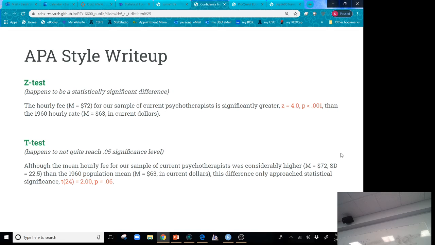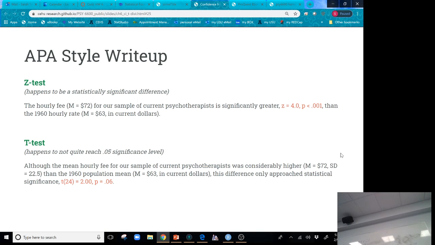Z always would come before P. Z and P are never in parentheses. Z and T just fall in the sentence, and it's so awkward, but it's the way we do it. So it says the hourly fee for our sample of current psychotherapists is significantly greater than the 1960 hourly rate. Write the sentence as if you were having no numbers in it, and then you just jam the numbers in when you talk about them. So as soon as you say significantly greater, that's where you've got to prove that it's greater, and you prove it with a Z and a P.